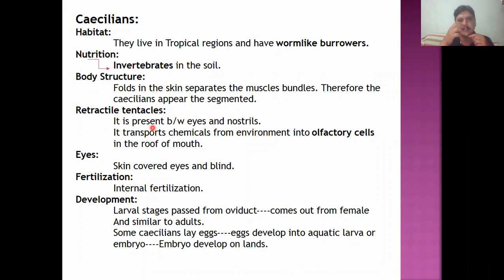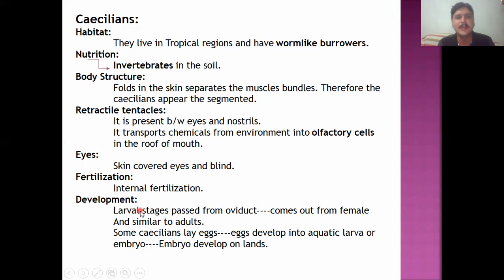Between the nostrils and eyes, this tentacle is present, and its work is that it plays the role in olfaction, that is, the sense of smell. Because of the sense of smell, this is its action. It does air sampling, receives whatever chemicals are there, and then tells how far away a prey is, and in that direction it shows undulatory, accordion movement. The skin covers their eyes, so they are almost blind.